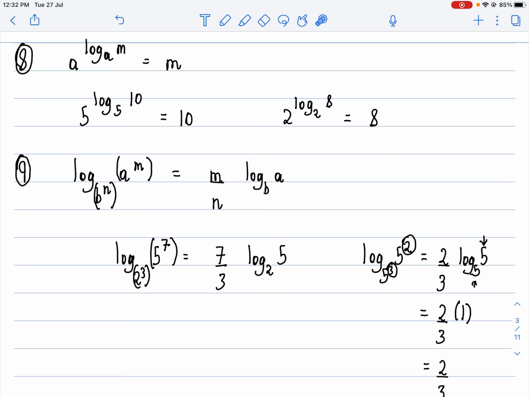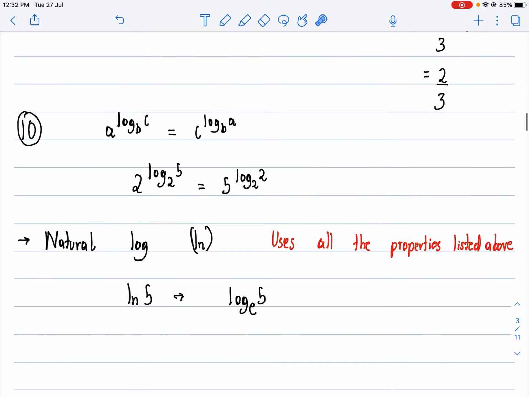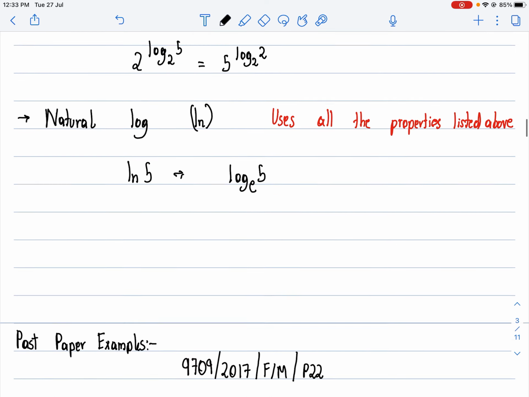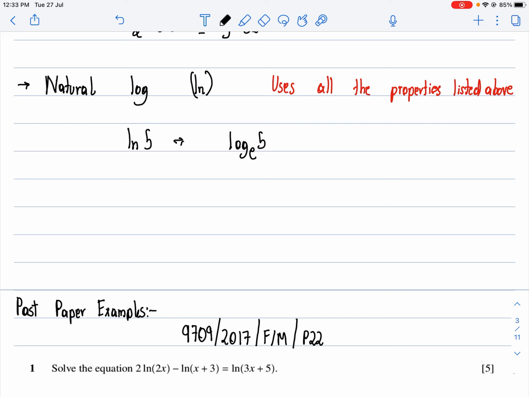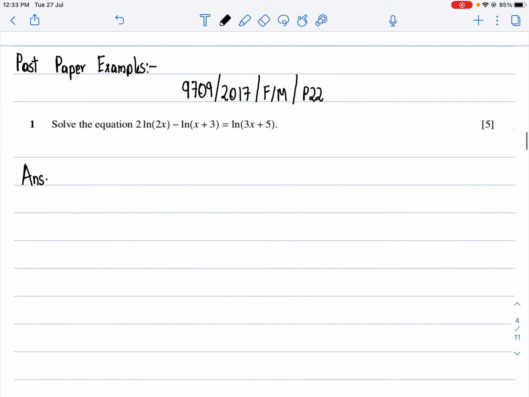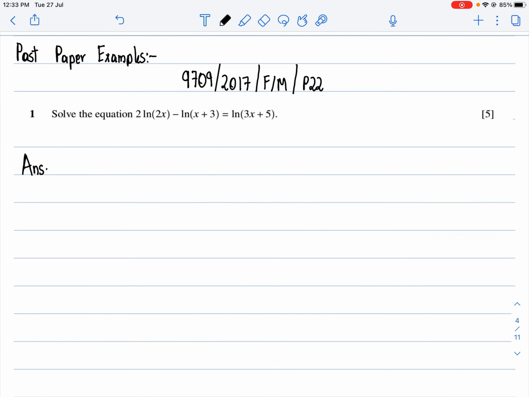This can be written as m over n log of a with the base b. And the 10th property, a very rare property, but just remember it. It's basically a log c with the base b is equal to c raised to log a with the base b. Sorry, my bad. Correct? So these are the 10 properties which I have. And yeah, the natural log is basically with the base of e. Correct? So these are the concepts. So now let's dive into the past paper examples and understand how to use these properties.